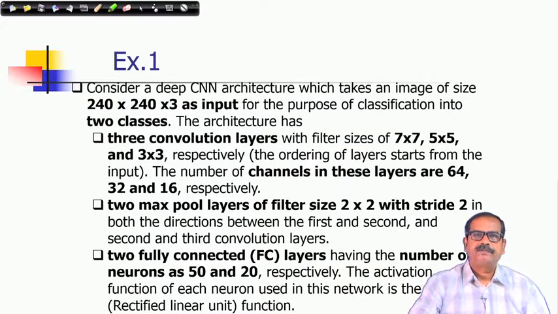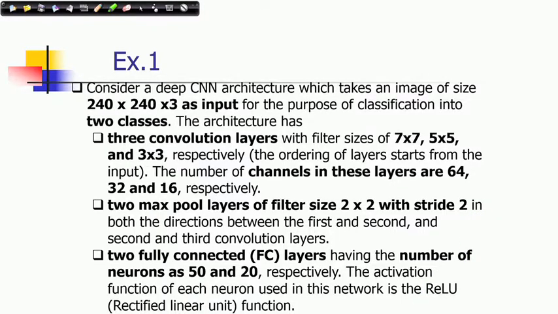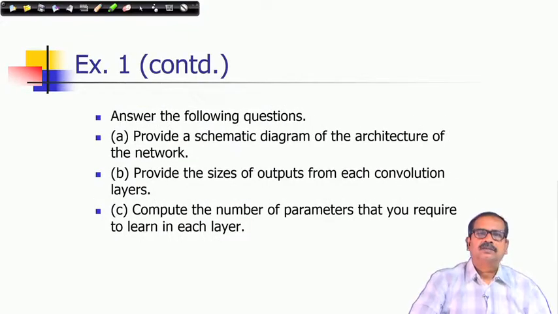layers are specified from input to the output, and then there are 2 max pool layers in between the convolutional layers. Which means 2 max pool layers of filter size 2 cross 2 with stride 2 in both the directions between the first and second and third convolutional layers. And after the third convolutional layer, we have 2 fully connected layers having the number of neurons as 50 and 20 respectively, and the activation function of each neuron used in this network is the ReLU or rectified linear unit function.